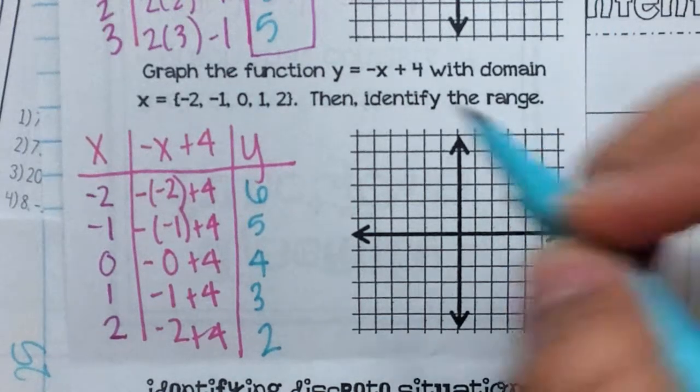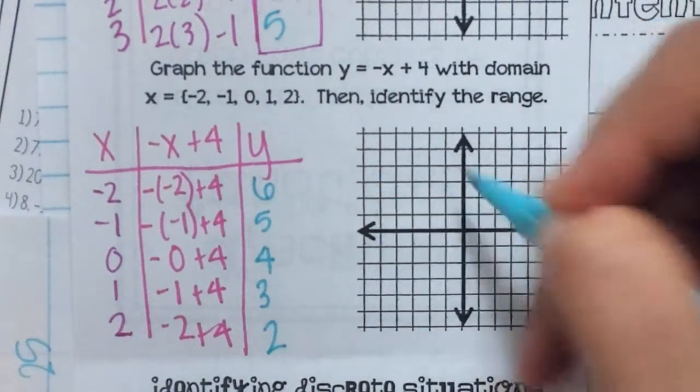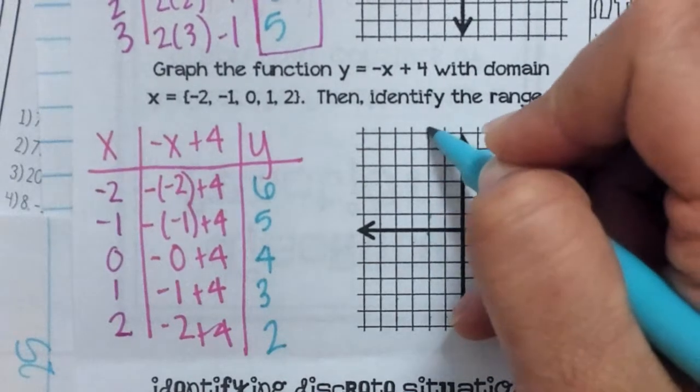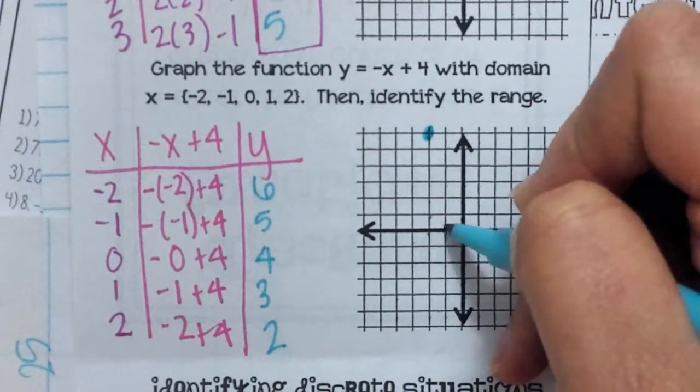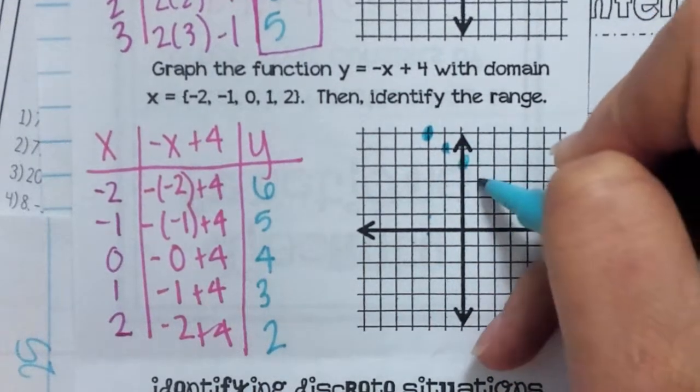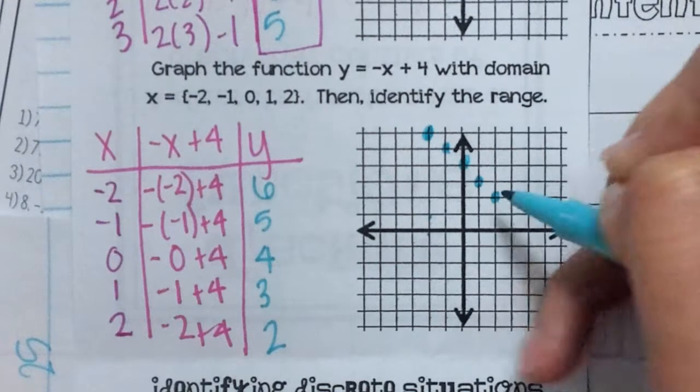Alright, so it's crazy that I explain things. Alright, now let's plot our points. You go left 2, up 1, 2, 3, 4, 5, 6. Left 1, up 1, 2, 3, 4, 5. 0, 4, 1, 3, 2, 2.